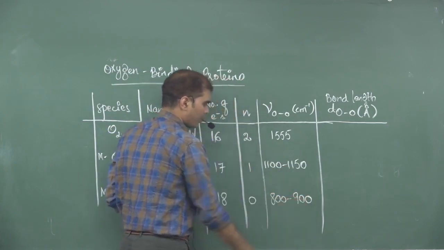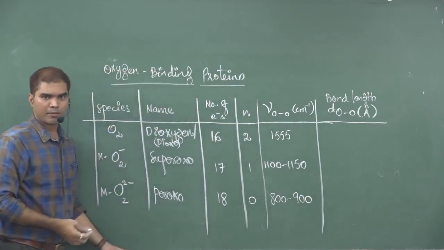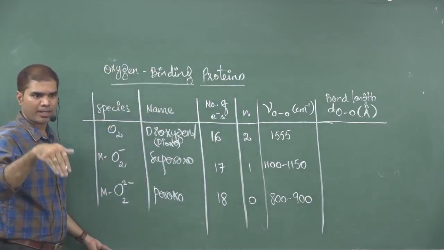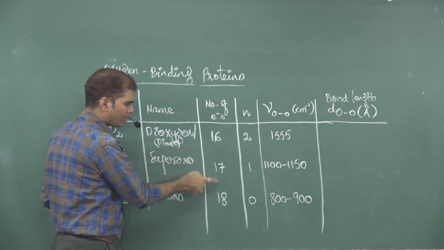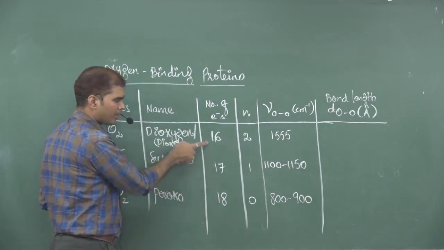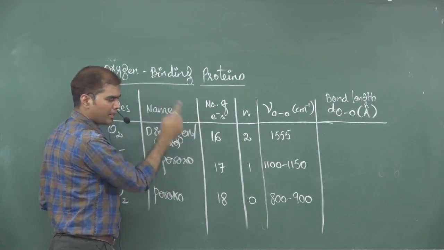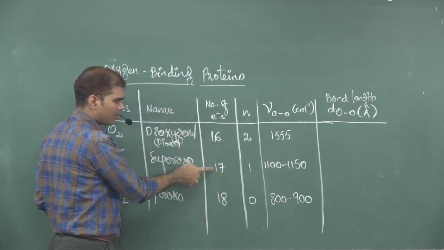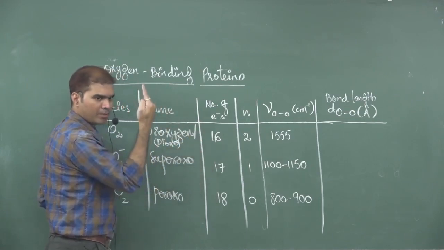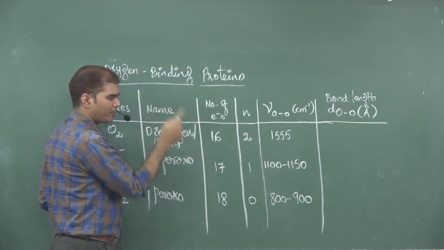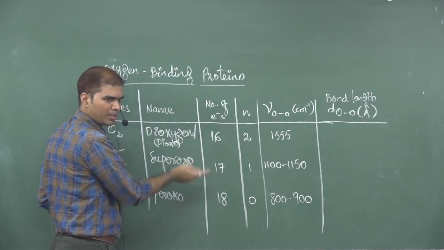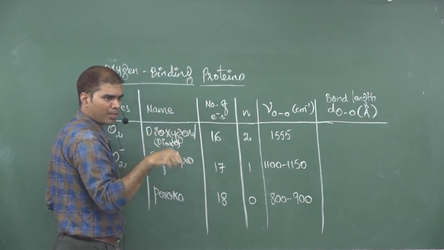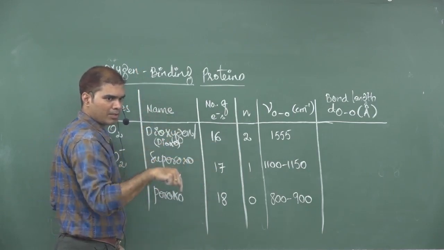What is the thing that you are finding now? The stretching frequency of dioxygen is decreasing. Why is the stretching frequency decreasing? Because the number of antibonding electrons is increasing. These are antibonding electrons. Okay? So there are 2 antibonding electrons, I mean 2 in the sense, I am speaking about the 2 pi. 2, 3, 4. The number of antibonding electrons is increasing. Bond order decreases. As bond order decreases, stretching frequency also decreases.